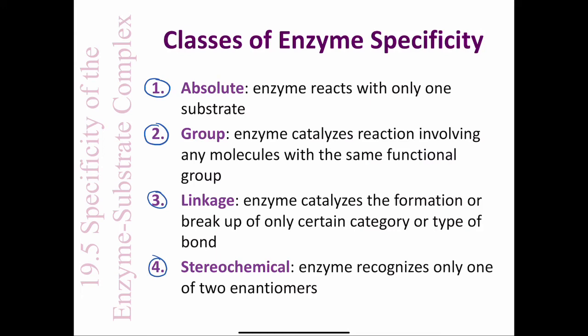Stereochemical specificity. An enzyme that can distinguish one enantiomer from another has stereochemical specificity. Most of the enzymes in the human body show stereochemical specificity. Because we use only D sugars and L amino acids, the enzymes involved in digestion and metabolism recognize only those particular stereoisomers.